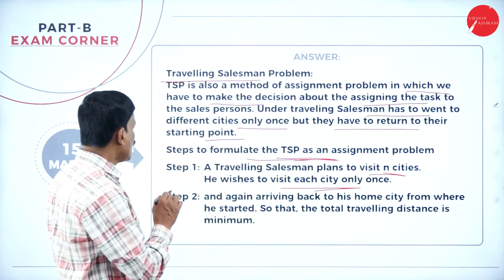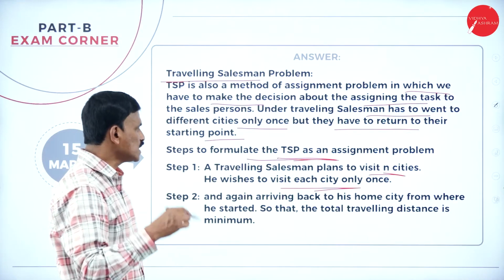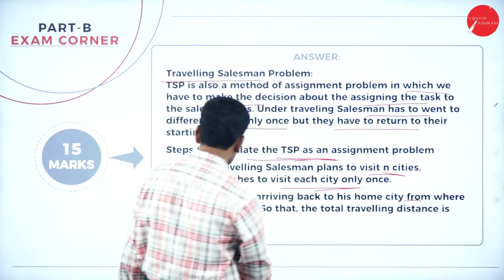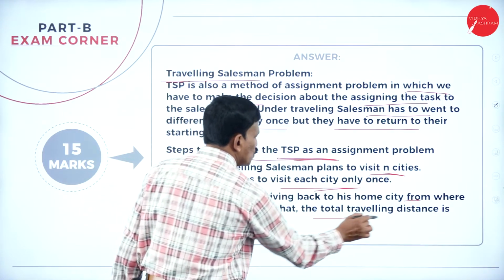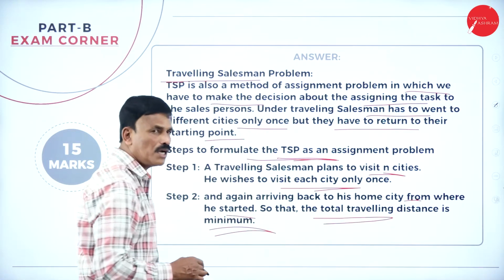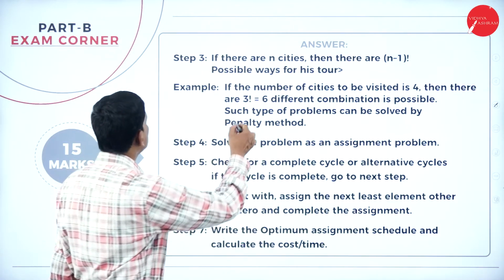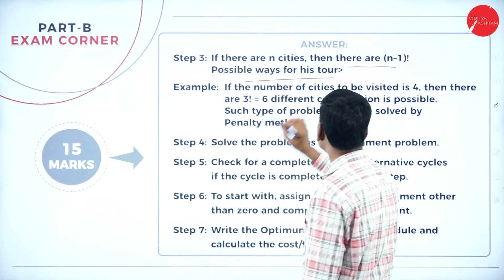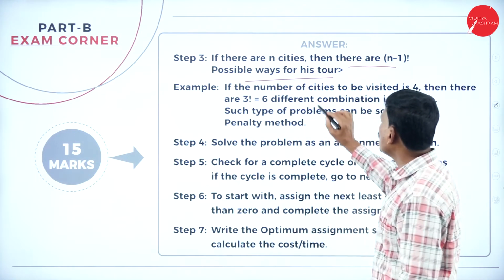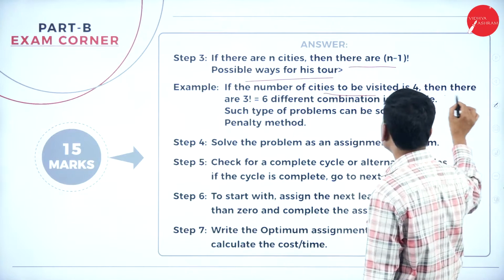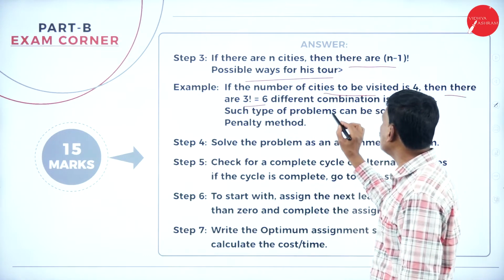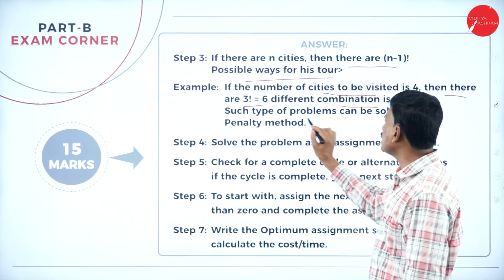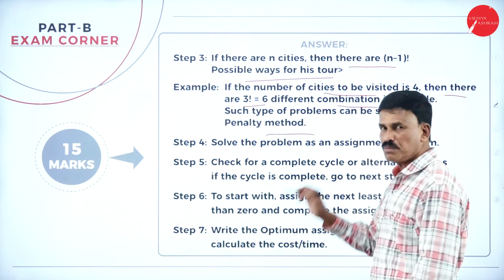Now step 2, and again arriving back to the same destination, his home city, the same city from where he started, so that the total traveling distance is minimum. Next, if there are n cities, then there are (n minus 1) factorial possible ways in his tour. For example, if the number of cities he visits is 4, then there are 3 factorial, that is, 4 minus 1 factorial, different combinations. Such a problem can be solved by the penalty method.